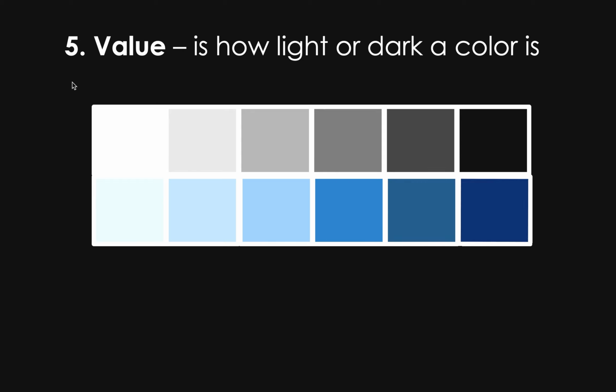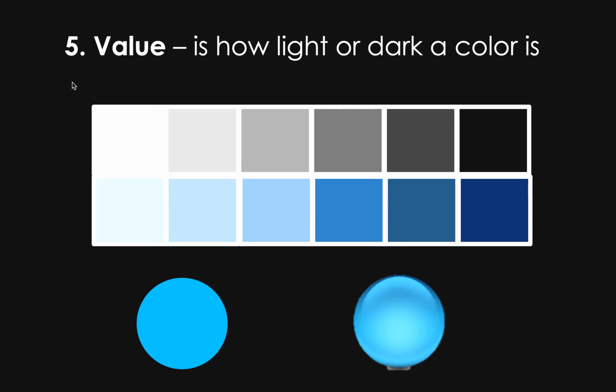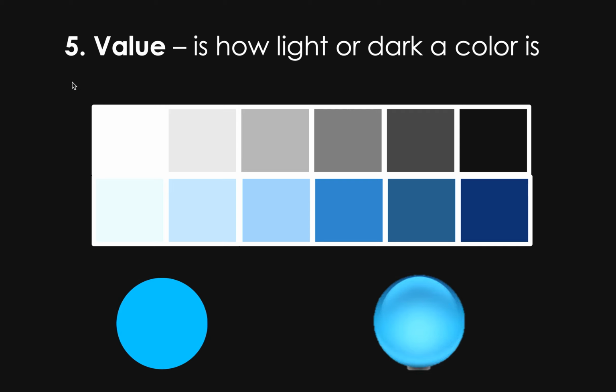It can make things that are two-dimensional, like this sphere or the circle, appear three-dimensional by adding value to it, adding shading to it. It now looks three-dimensional. So value is a very important element of art, and it will be present in almost every single two-dimensional art piece.